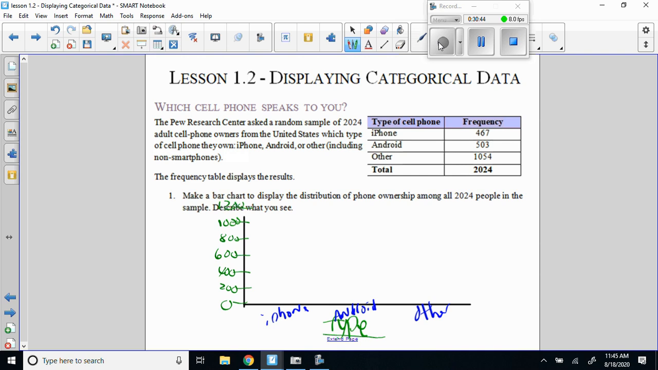So anyway, iPhone is 467, Android is 503, and then 1,054. Do you see that? Does that represent the relative frequency table that we got? Note that mine is not to scale, and probably neither is yours. If you do it by hand, you're going to run into that.